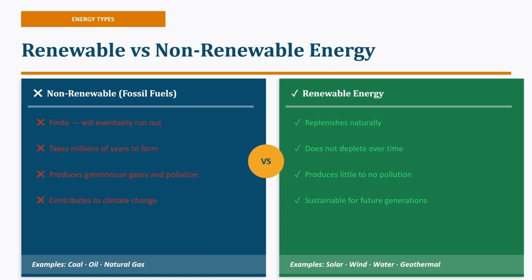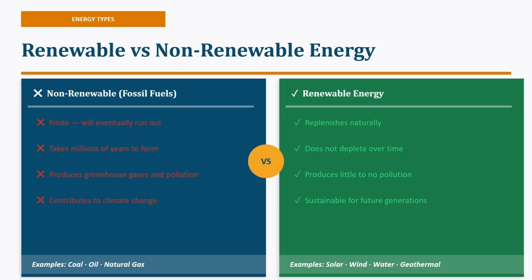Now, let's do a comparison between renewable and non-renewable sources of energy. Non-renewable sources of energy are the fossil fuels. We say they are non-renewable because when they get exhausted, they cannot be replaced. You have to go and look for another deposit somewhere else. So non-renewable sources of energy, examples are coal, oil, and then natural gas.